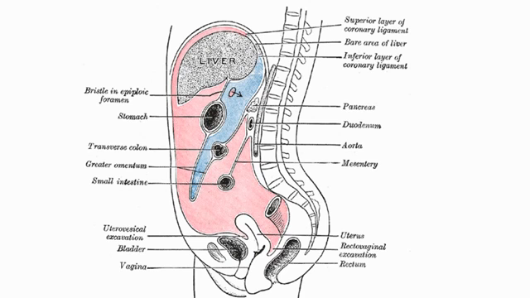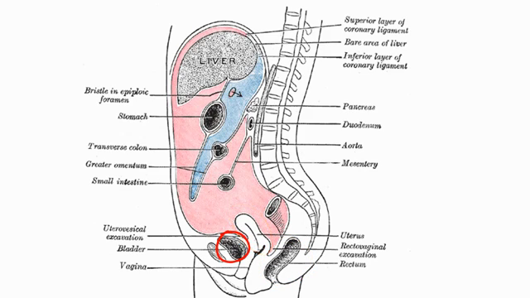So we're looking here at the sagittal section which I just described to you. We've got the liver at the top, we've got the stomach that we've sliced through, the transverse colon, one of the loops of the small intestine, we've got the sigmoid colon, rectum down here, the uterus and the bladder at the bottom.